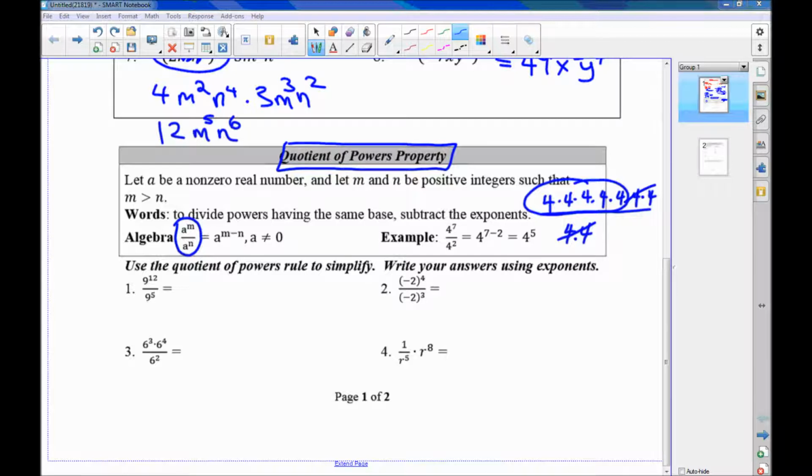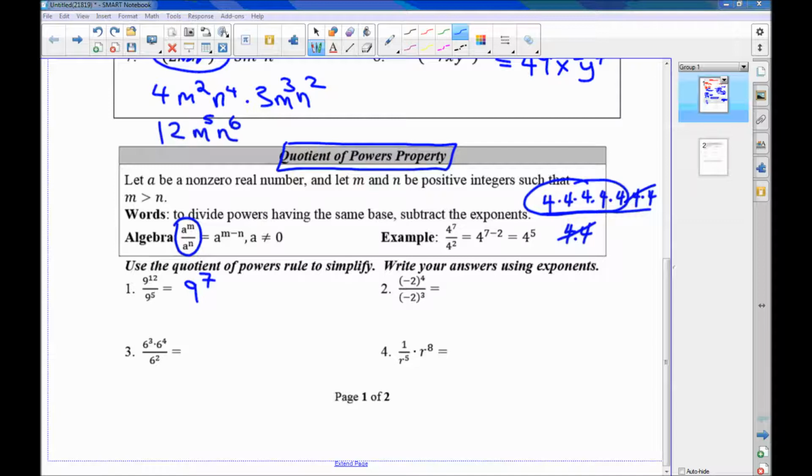All right, so number 1, 9 to the 12th power over 9 to the 5th power. So that's 12 9s all multiplied together on top and 5 on the bottom. So the 5 on the bottom would cancel 5 of the top ones to leave us with 9 to the 7th power, 7 9s up top. That's just 12 minus 5, and there are more 9s up top, so we keep the exponent there.